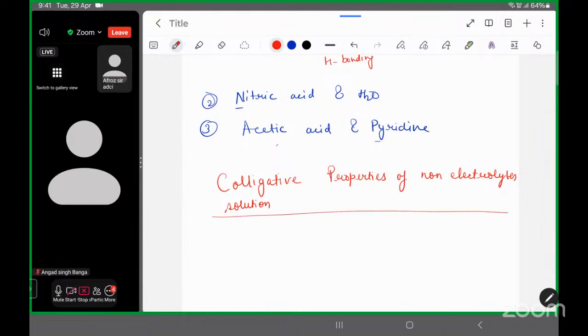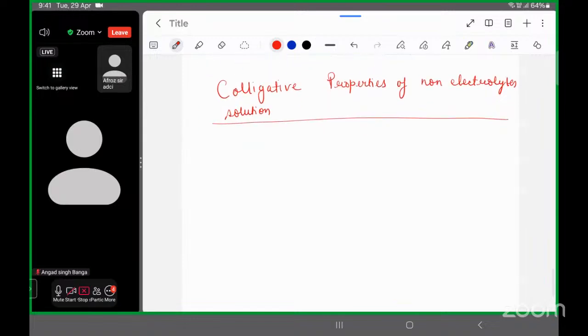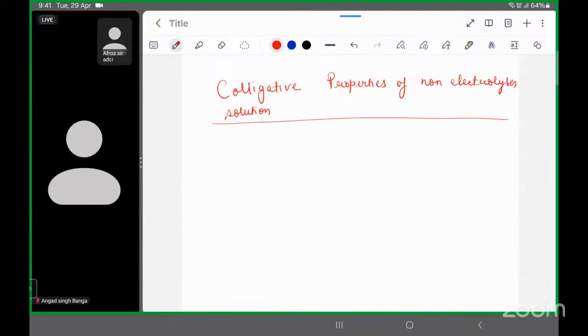Till now, we were discussing binary solutions of two volatile liquids. From now onward, we'll discuss solutions in which one component is solid and the other component is liquid. Here we are going to discuss a binary solution of a solute which is non-volatile.